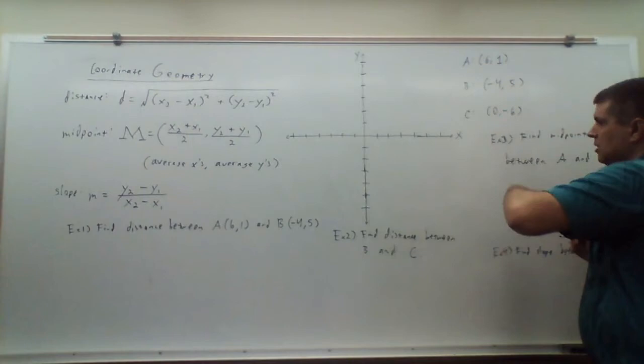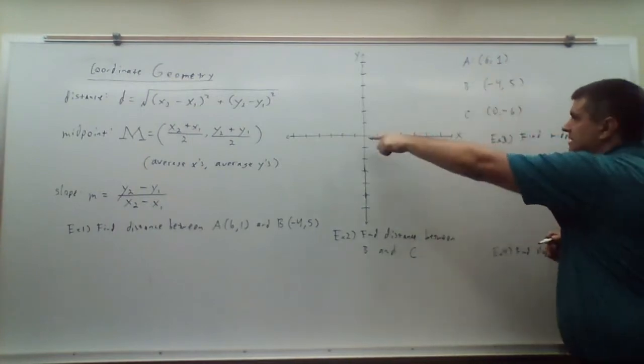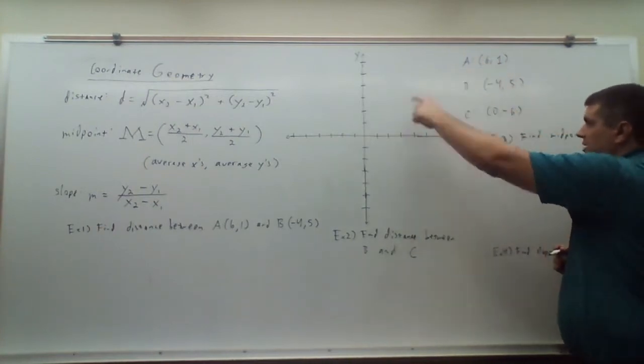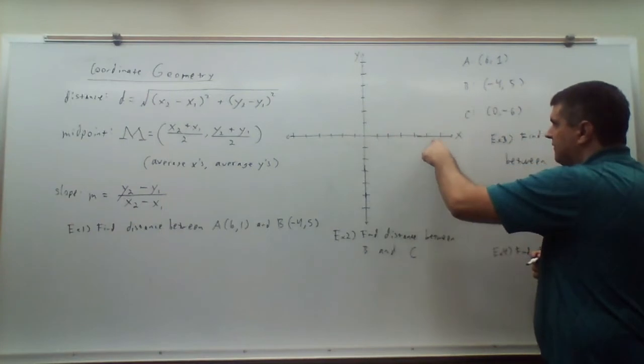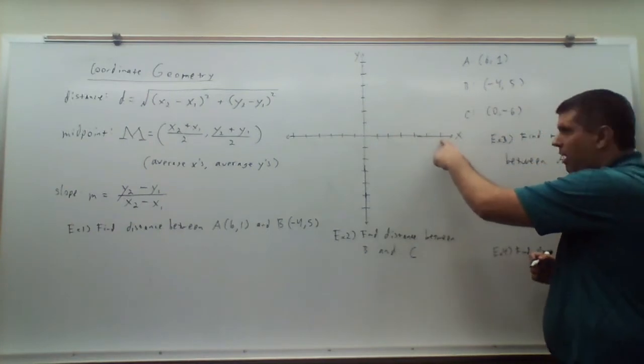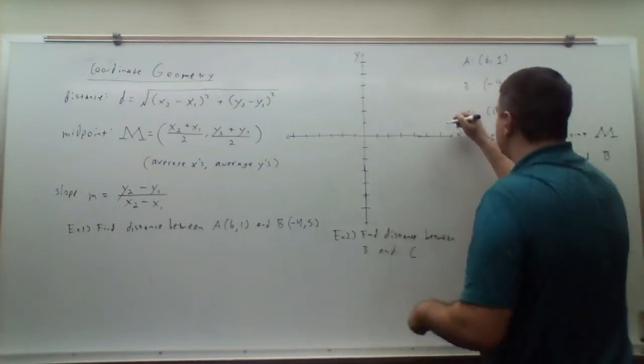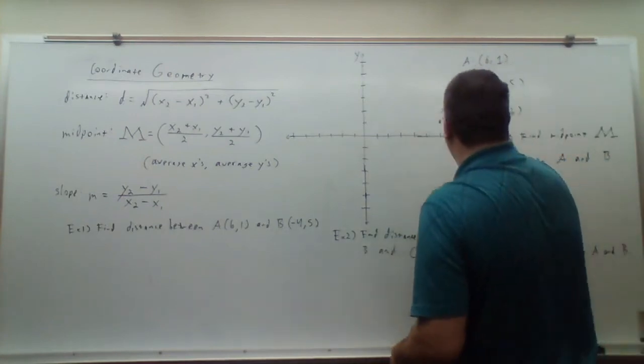Okay? So A will be (6, 1). So that's X, that's Y. That's your left, right. So 1, 2, 3, 4, 5, 6. X is like a number line. So X equals 6, Y is your up, down. So (6, 1), this is the location of A.